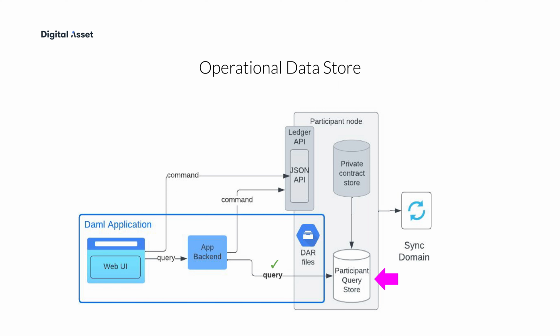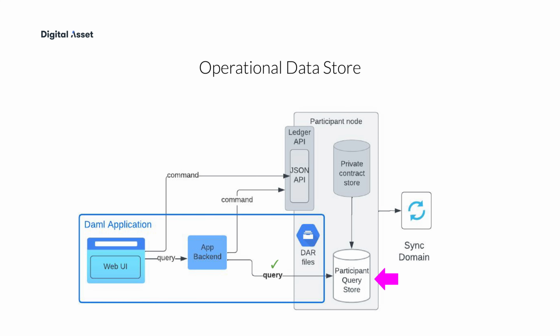One option for implementing an ODS is to use the Participant Query Store, or PQS, which is part of the Daml SDK. PQS ingests the contracts and transactions into a Postgres database. It thus allows the backend to use JDBC and the rich querying capabilities of SQL. Query execution can then be accelerated using standard tools like creating indices. You can find more detailed guidance on how to set up an ODS in docs.daml.com.